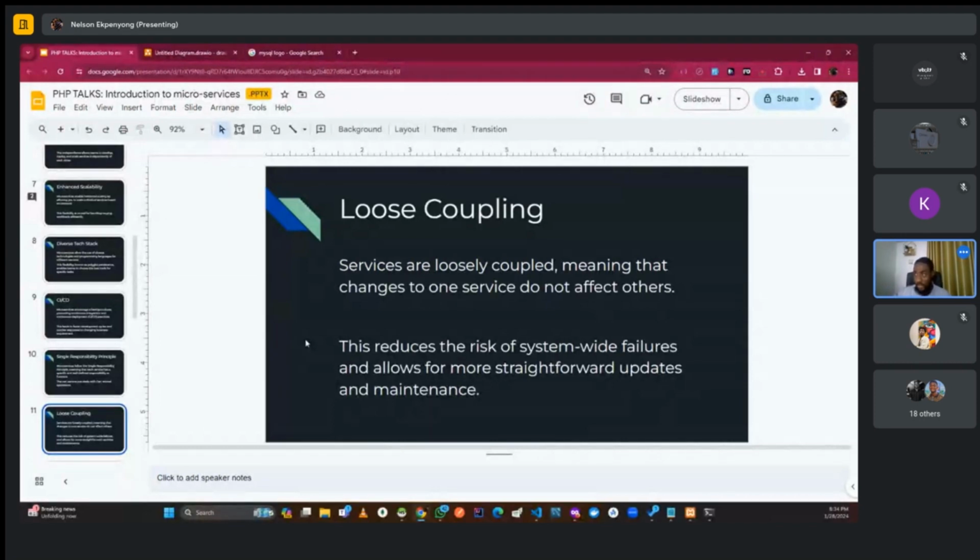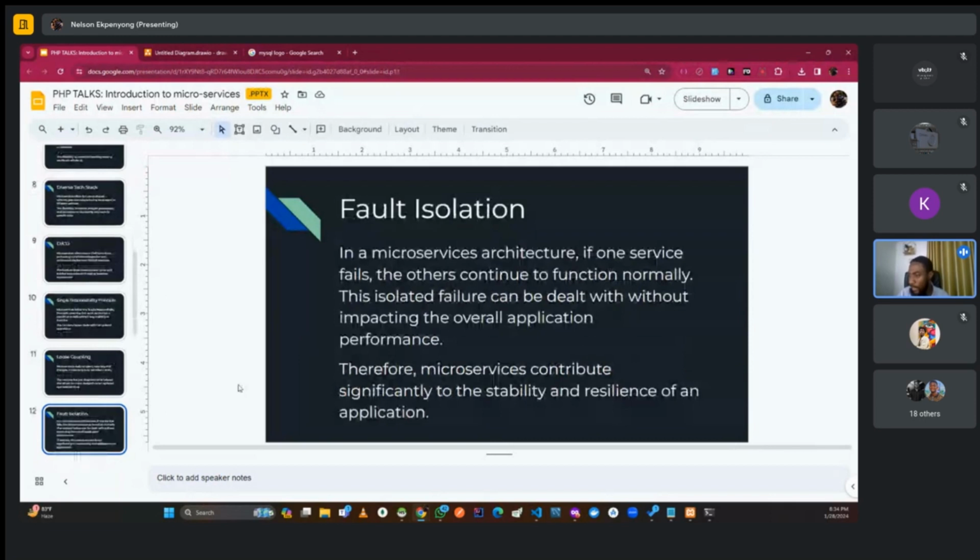But with microservices, because each service is independent of the others, you will never have this kind of problem. If something happens with a service, the team responsible for that service will get in and check what the problem is, fix it, and redeploy. All right, let's move on. Microservices are fault tolerant. In a microservice architecture, if one service fails, the others continue to function normally. This isolated failure can be dealt with without impacting overall application performance. Therefore, microservices contribute significantly to the stability and resilience of an application, right?